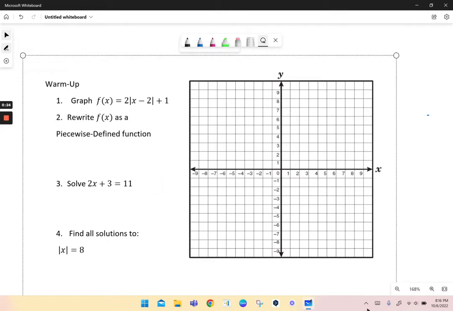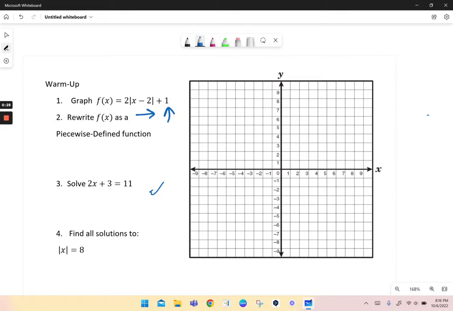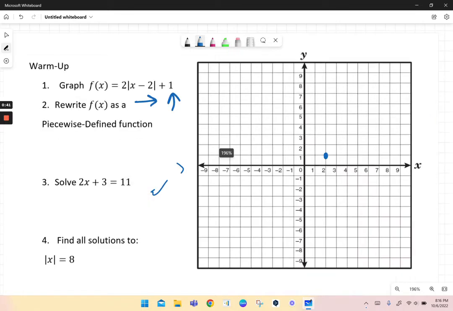This is going to be a translation 2 to the right and 1 up. And so the vertex is going to be 2 right and 1 up. Remember, the number on the outside is up or down, and the number inside is left or right, and it's backwards from what we would think. We know this number right here is going to tell us how many times it moves the first time. So over by 1, up by 2.